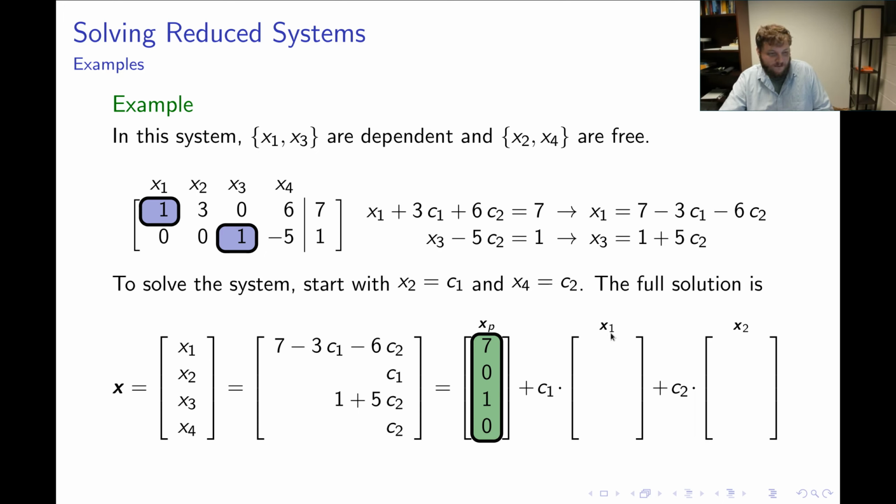Then, in this other vector x sub 1, I'm going to collect the coefficients of c sub 1 in the solution vector. In the first coordinate, the coefficient is -3. In the second coordinate, the coefficient is 1.